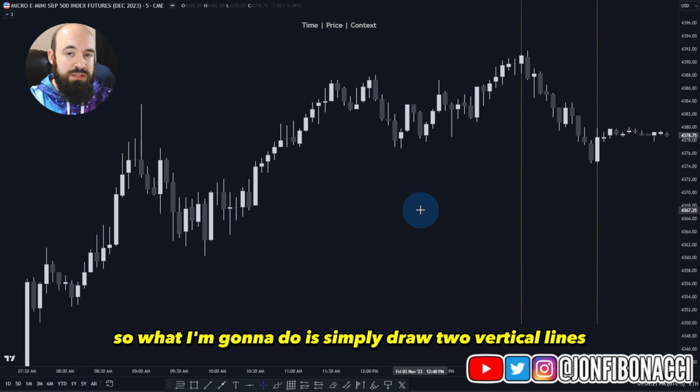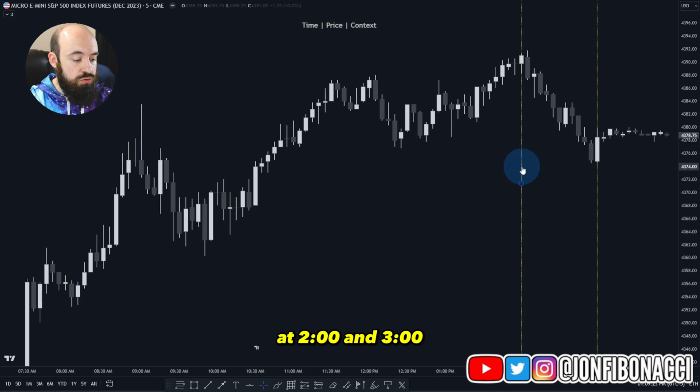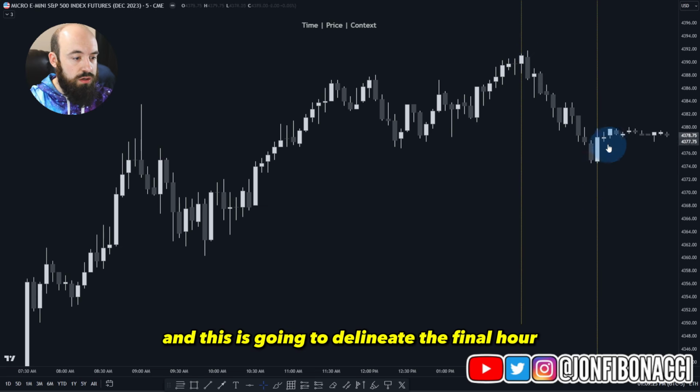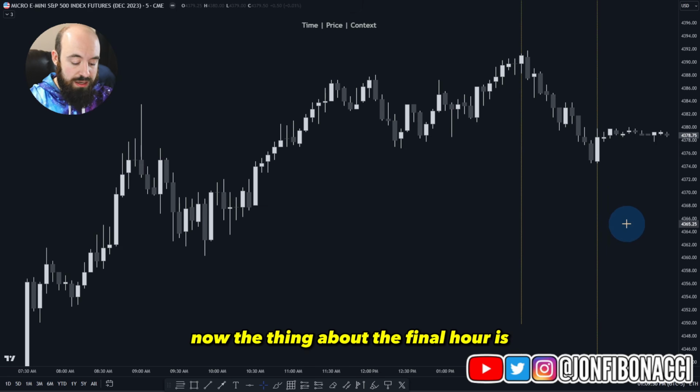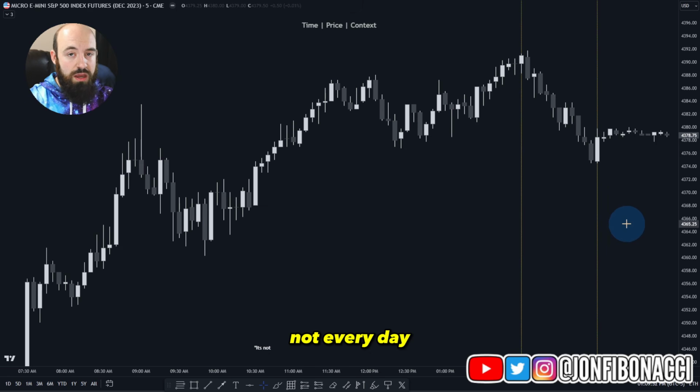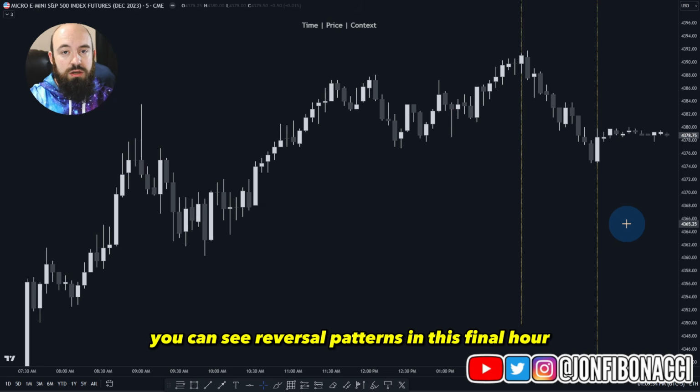So what I'm going to do is simply draw two vertical lines at 2 o'clock and 3 o'clock, and this is going to delineate the final hour. Now, the thing about the final hour is a lot of the times, not every day, but a lot of the times you can see reversal patterns in this final hour.